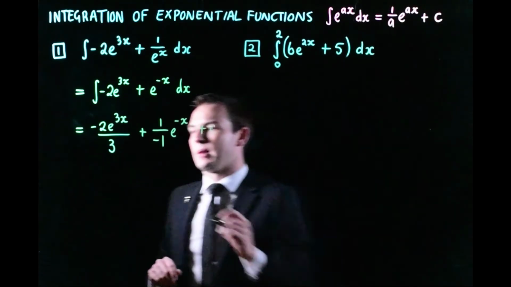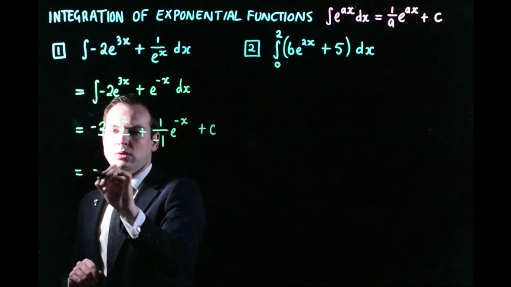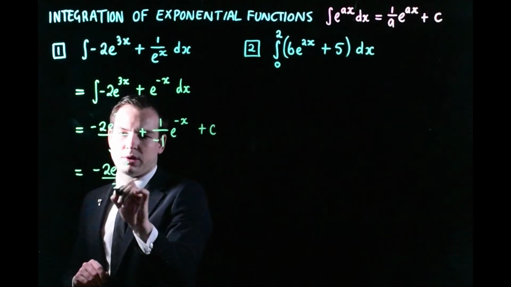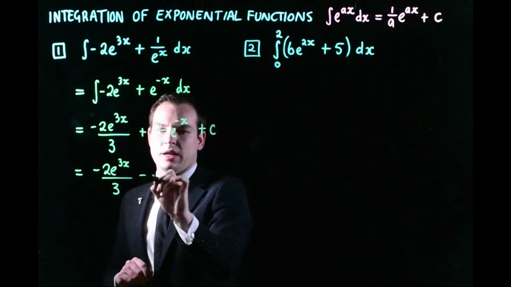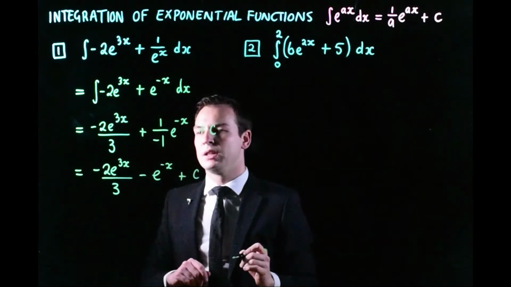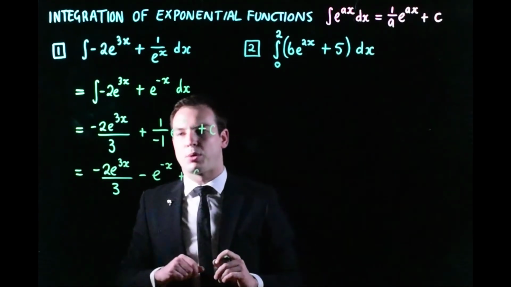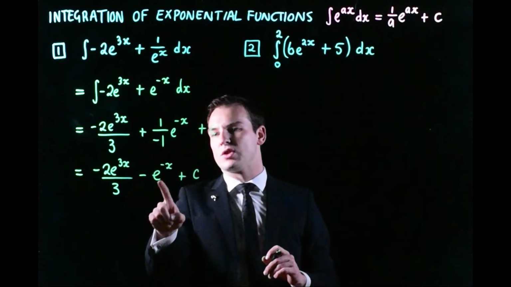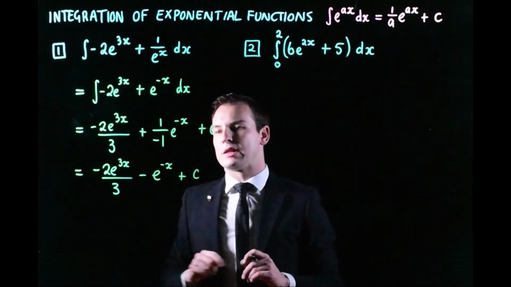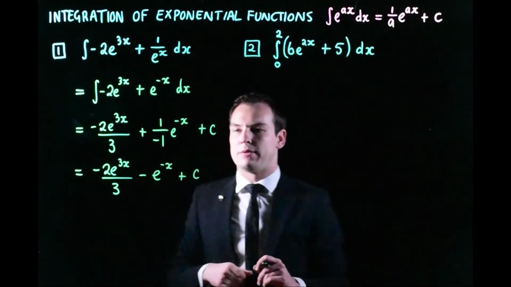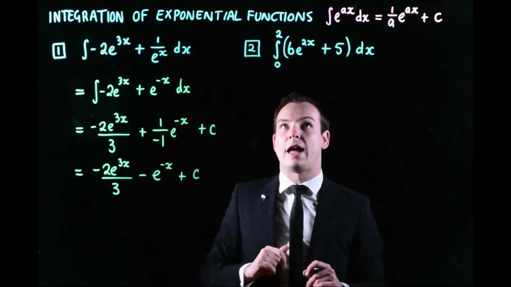So just cleaning this up slightly, this is going to equal minus 2 times e to the power of 3x divided by 3. And then this will just give minus e to the power of negative x plus c. So that is an appropriate answer for part 1 of this question. You could also have expressed this term as 1 divided by e to the power of x, using that negative power there to put it into the bottom line of a fraction. But we can leave it like that.